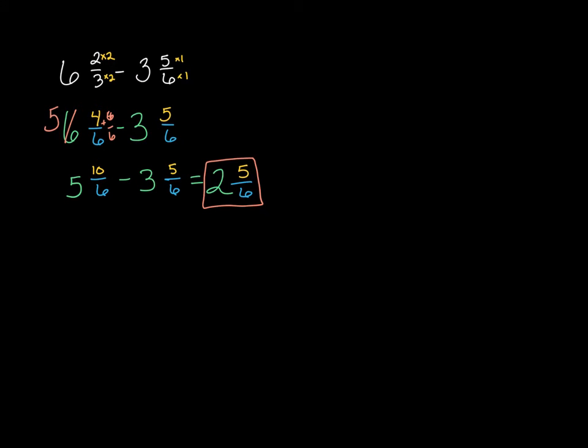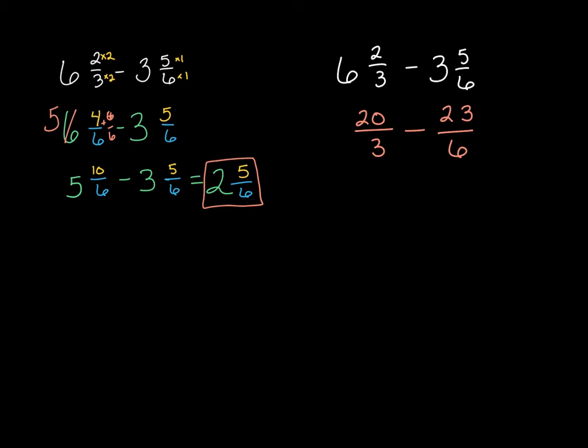Okay, and let's look at this one also. Do it by changing it to improper fractions. It's a lot of changing back and forth, but for many people it's easier than having to borrow. So change the first one to an improper fraction. 3 times 6 is 18, plus 2 is 20 over 3. 6 times 3 is 18, plus 5 is 23 over 6.